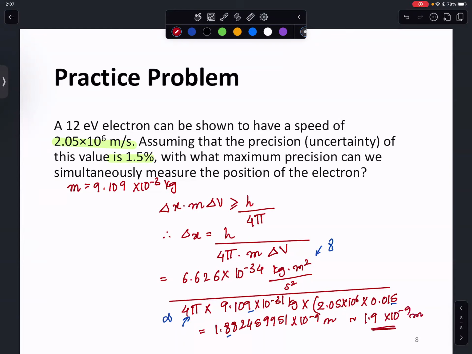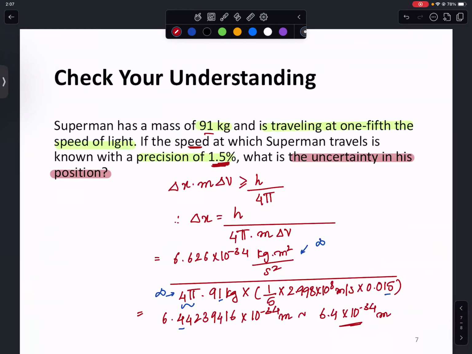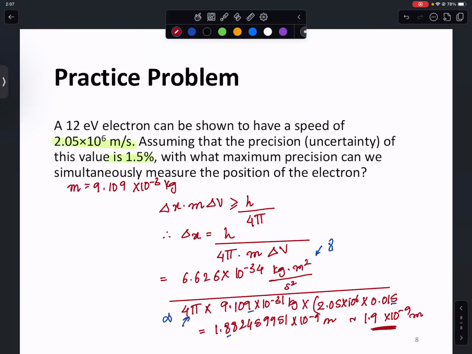So the uncertainty here is quite larger compared to Superman, because again, an electron is a subatomic particle, and it's hard for us to be able to pinpoint its location.